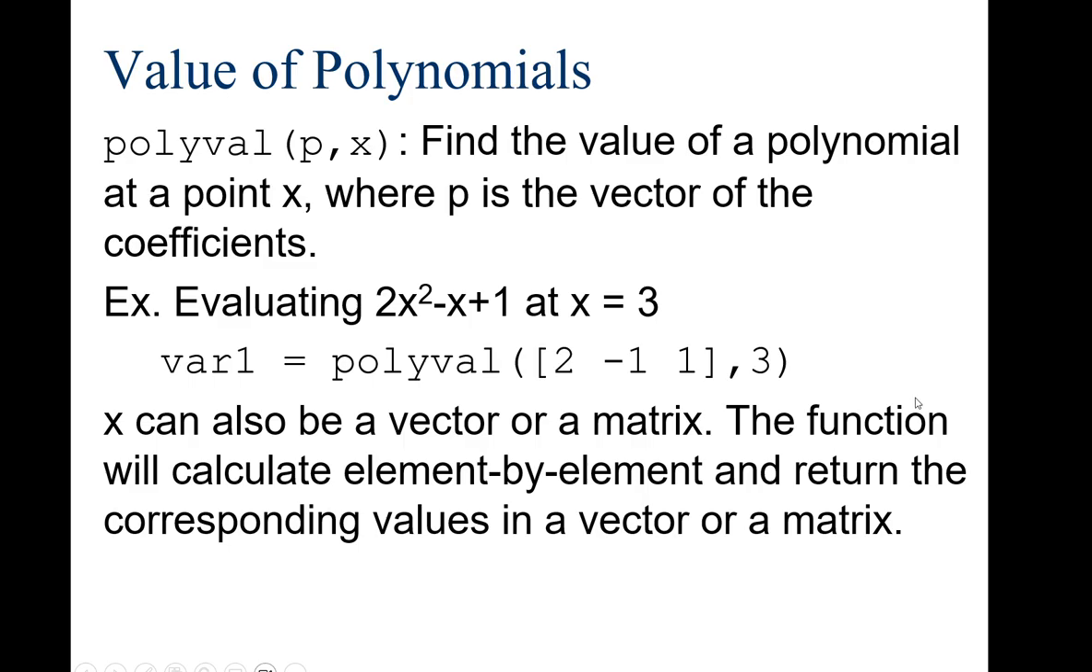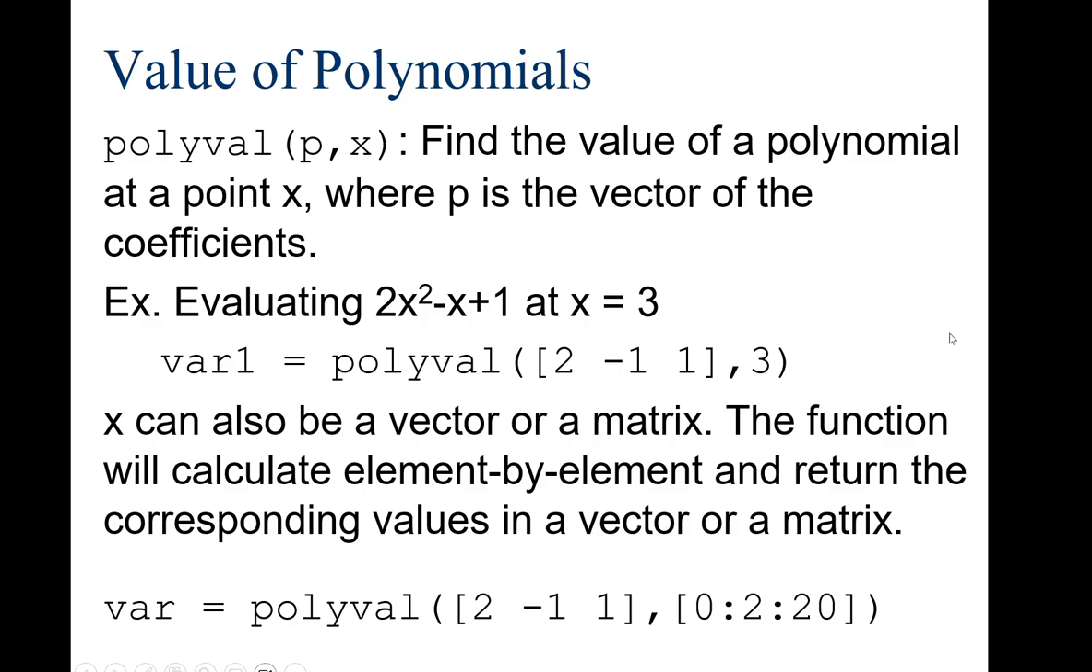But we can also treat x as a vector. It doesn't need to be a single scalar. So if we wanted to evaluate a polynomial over a large range of x, we can also put an array in for the second input. In the second example, we have the same coefficient values for p, but instead of just 3 for a value of x, we're going to put in an array from 0 to 20 in increments of 2.